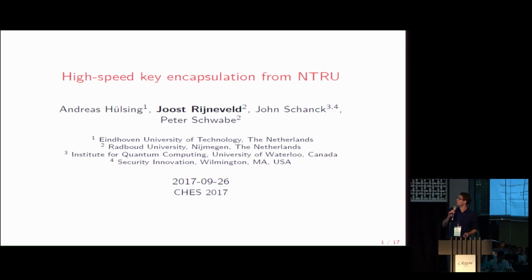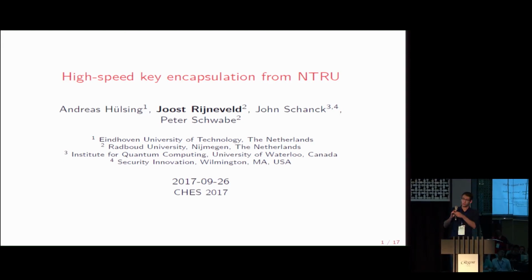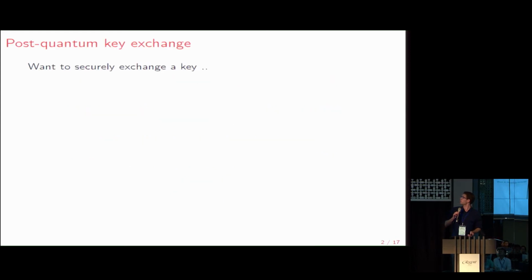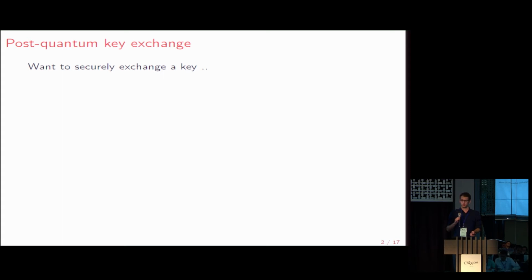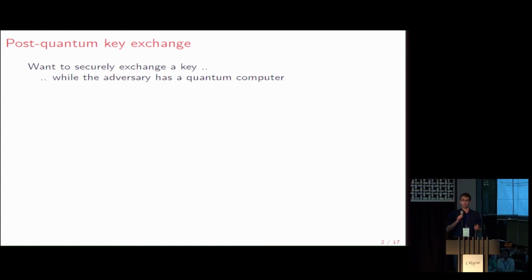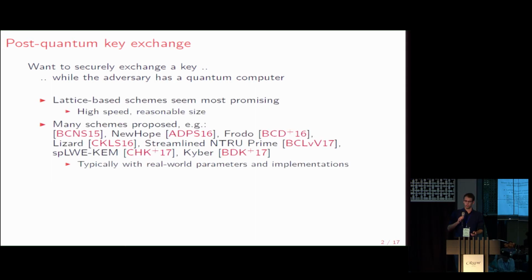So my talk is going to be about high-speed key encapsulation from NTRU, joint work with the people Tim just listed. So what is the problem here? We're looking at doing a key exchange. So we want to securely exchange a key, and this is in a context where the adversary has a quantum computer. That changes a bit how you're looking at things, but in general, just assume we're doing key exchange.